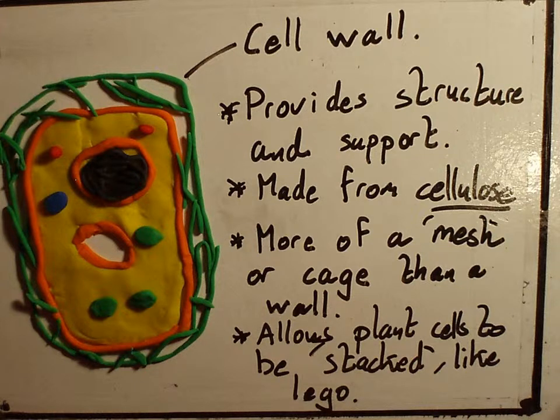Okay, because they're made from this tough kind of fibrous material, the cellulose, it allows plant cells to be stacked together like Lego. This is one of the reasons why plants don't need a skeleton, for instance. The cell wall provides enough structure and support for them.